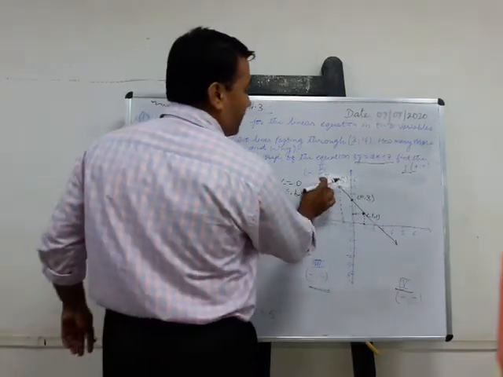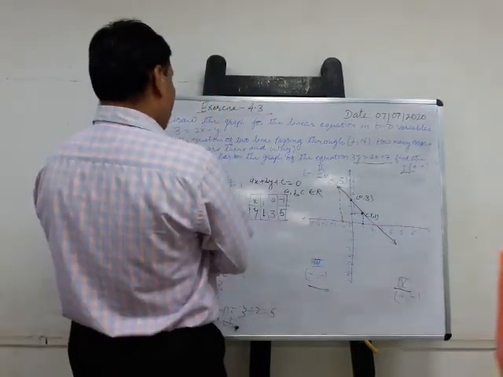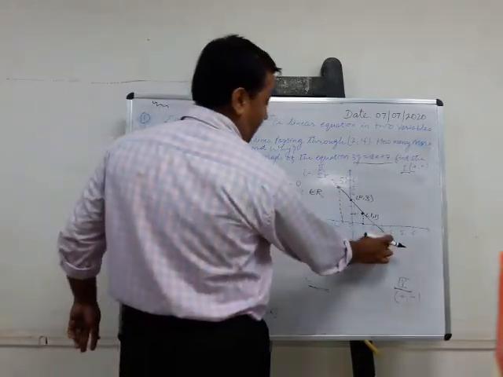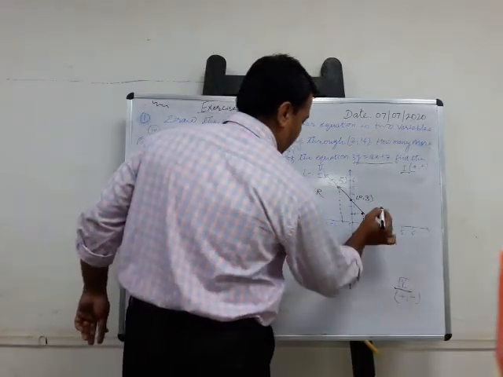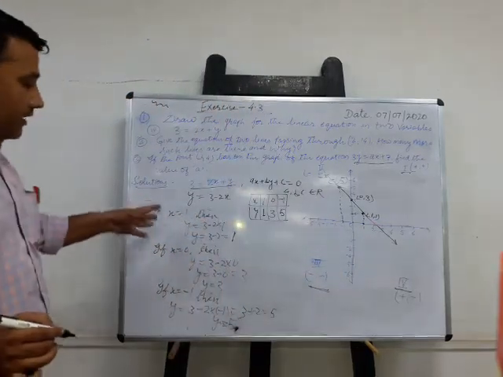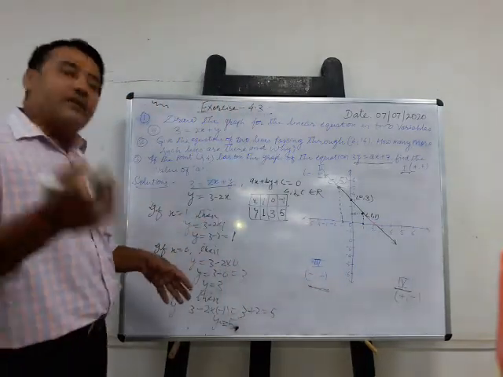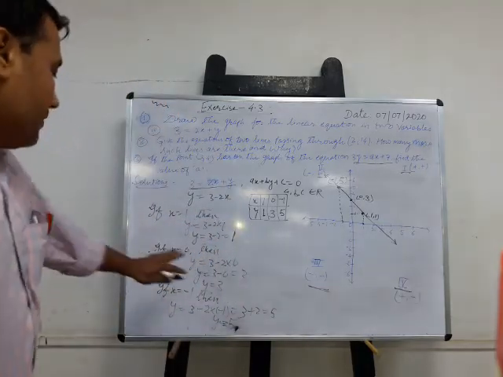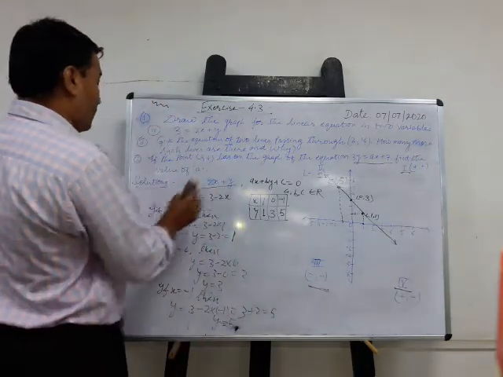So now you have seen that the graph of y equal to 3 minus 2x, that is 2x plus y equal to 3, is the graph of the linear equation. Children, now I think there is no doubt. If any doubt is there, in the next class you can clarify it. Now children, let us move to question number 2.